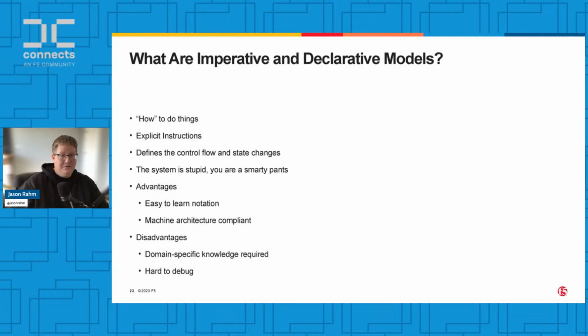That is how we do things. Very explicit instructions, defining the control flow and state changes, and ultimately you're telling the system what to do, you're the smarty pants, right? You know how to do things, and control is yours. I'm more of a control freak around things. I like to know all the steps, and so this is kind of the ClickOps thing, right?